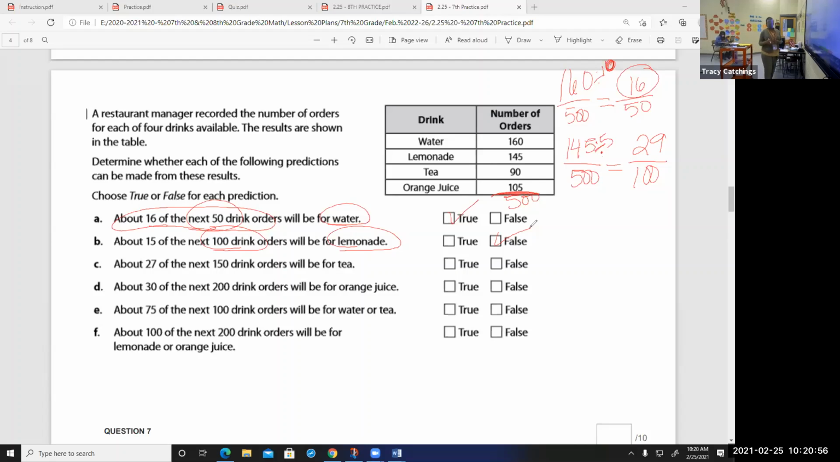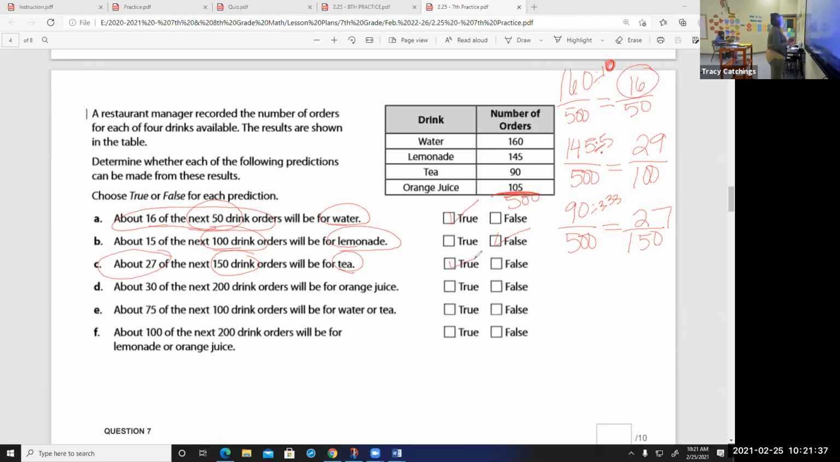All right, next we're looking at tea. How much do we have for tea? 90. 90 out of 500. How much are we looking at now? Good job, 150. Somebody divide 500 by 150. All right, she said 3.33 repeated. So divide 90 by 3.33 repeated. Is that what they told us?